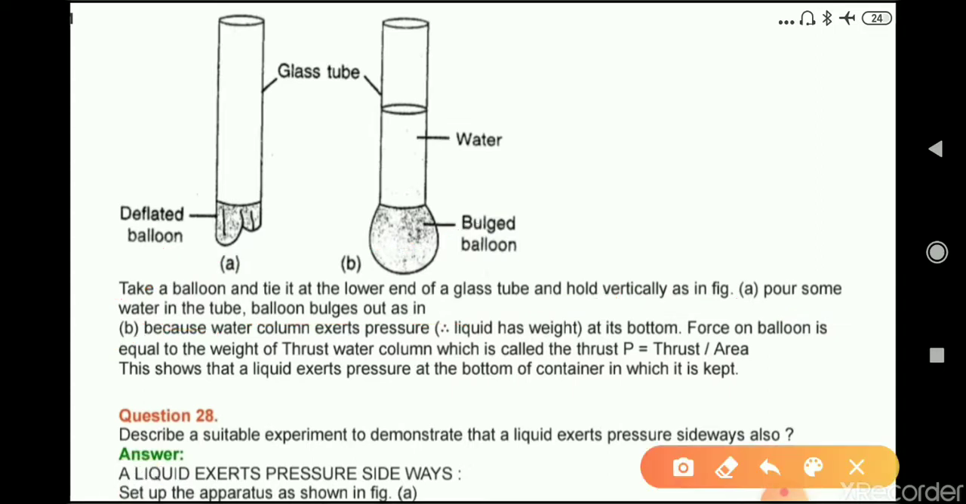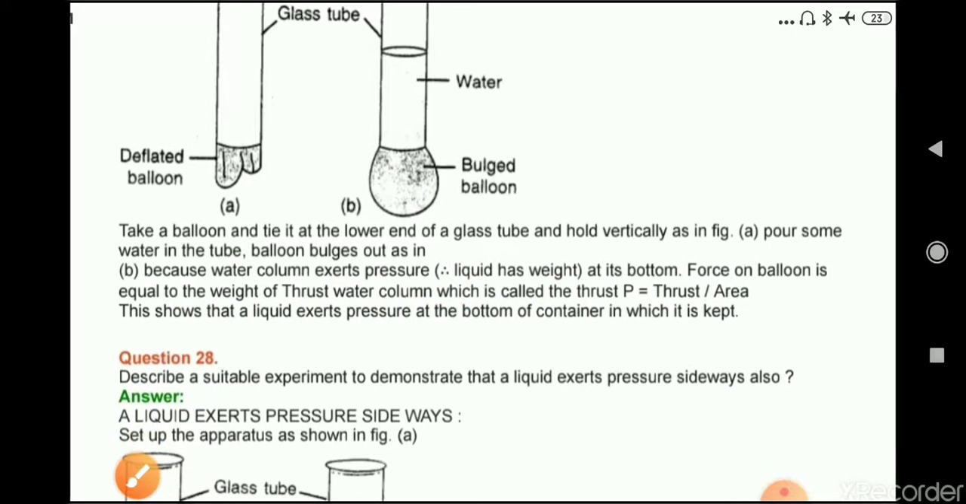Because the water column exerts pressure, that is, the liquid has weight, at its bottom the force on the balloon is equal to the weight of the water column, which is called the thrust. P is equal to thrust upon area. This shows that the liquid exerts pressure at the bottom of the container in which it is kept.